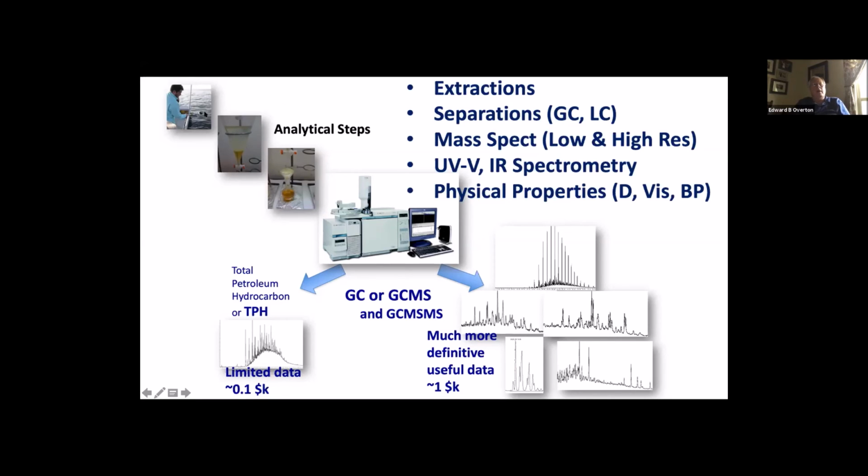So we collect the sample, we extract the sample, and then we go through a number of analytical techniques. Some of those analytical techniques try to separate the components, try to identify the components by separation. And those analytical devices are GC and LC. Then we have mass spectrometry, UV vis, and physical property measurements, that is, density, viscosity, pour point, things like that. And this just limits the ways that we typically identify components of oil.